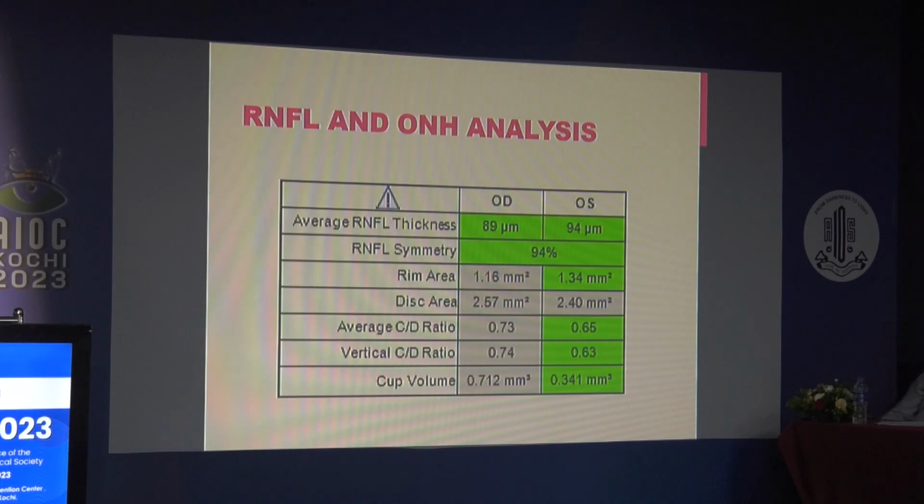Here the disc size is more than 2.5. If it is more than 2.5 or less than 1.3, the data will be in gray. Or if your patient's age is less than 18, then also it will become gray in color. So in this we see the average RNFL and symmetry. For the disc we see the rim area, average CD ratio and cup volume. But you should know the color coding.